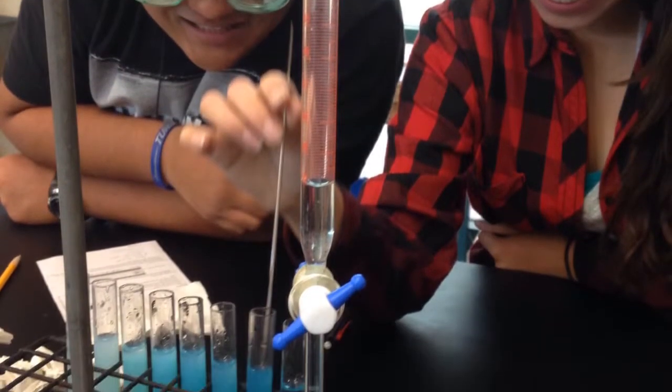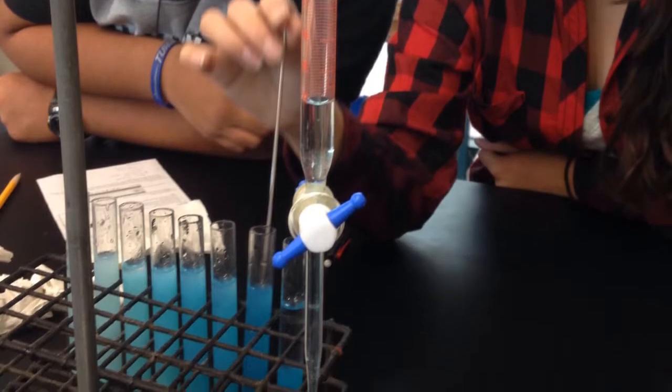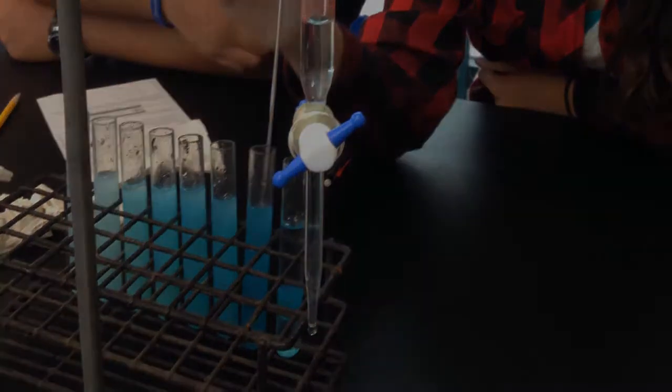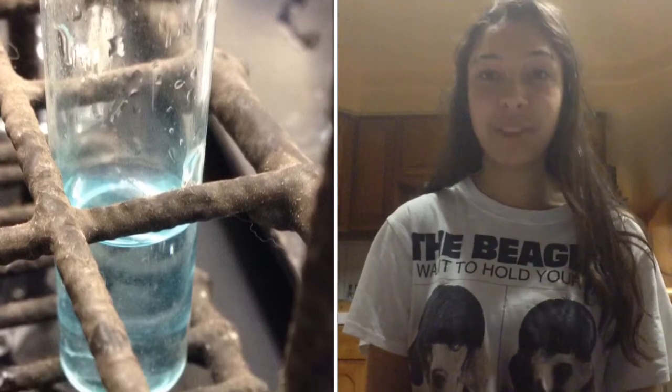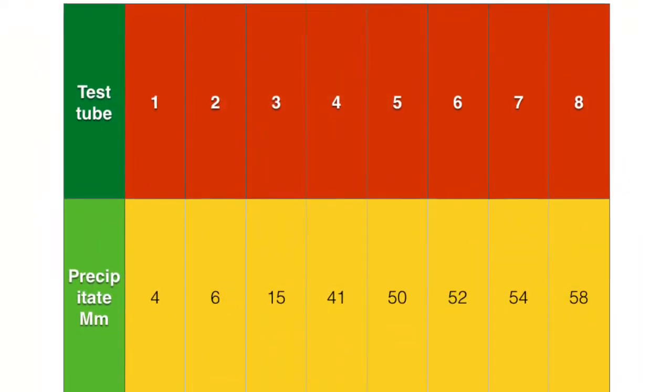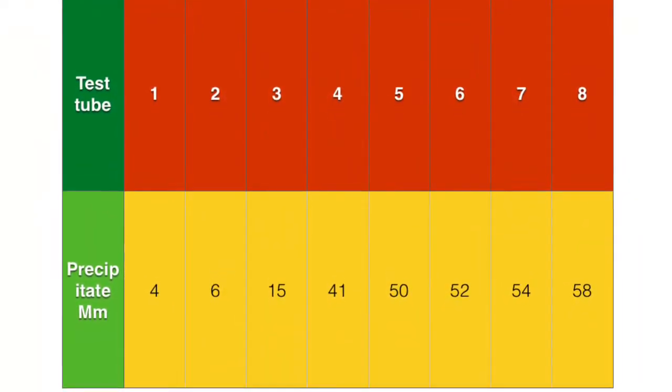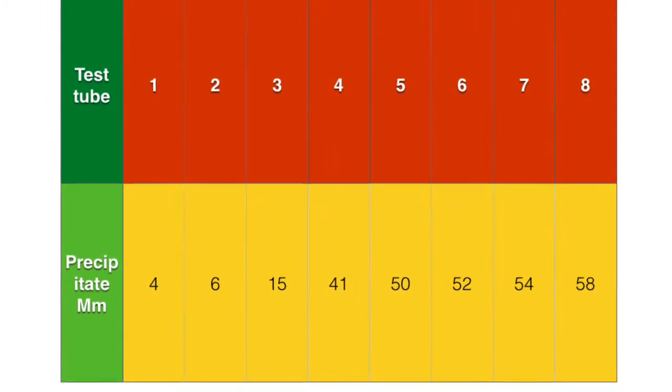Each tube was stirred and left to sit for 10 to 15 minutes. We then measured the precipitate, the blue solid that formed at the bottom of the test tube. Test tubes 5 through 8 have nearly the same amount of precipitate.